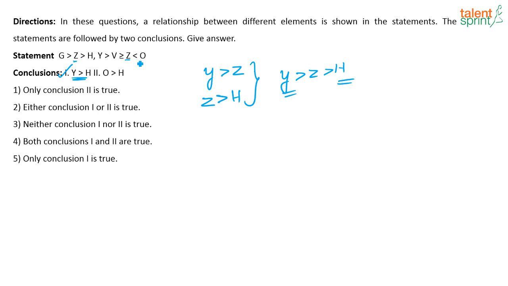Second conclusion, I have to find the relationship between O and H, right? See, I know O is greater than Z. I also know Z is greater than H, or I can say O is greater than Z is greater than H, or O is greater than H also follows. So the second conclusion also follows here. So what will be the answer for this one? Both conclusions 1 and 2 are true. So Ajit, Sugeta have given me the correct answer. Very good. Next one.